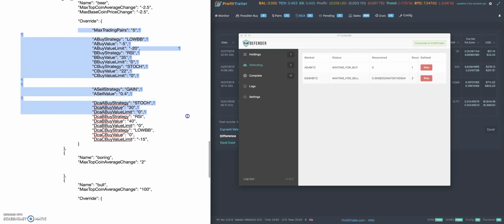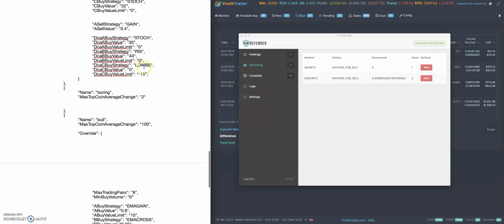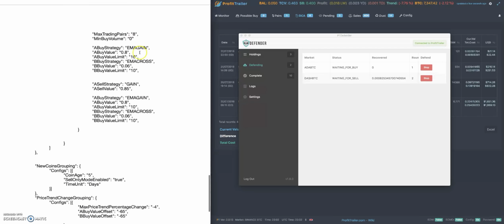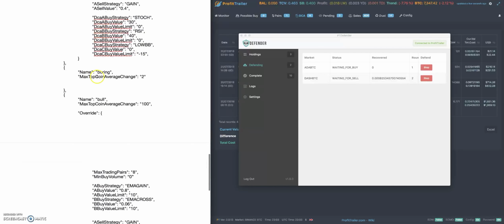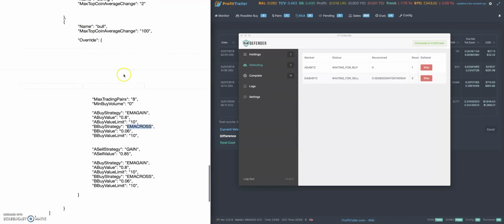These are all the overrides. I'm kind of doing the same thing in the bear market using low BB, RSI, stochastic. The one thing I want to get to, you can kind of read through all this yourself, is the EMA gain and the EMA cross for my bullish market override.